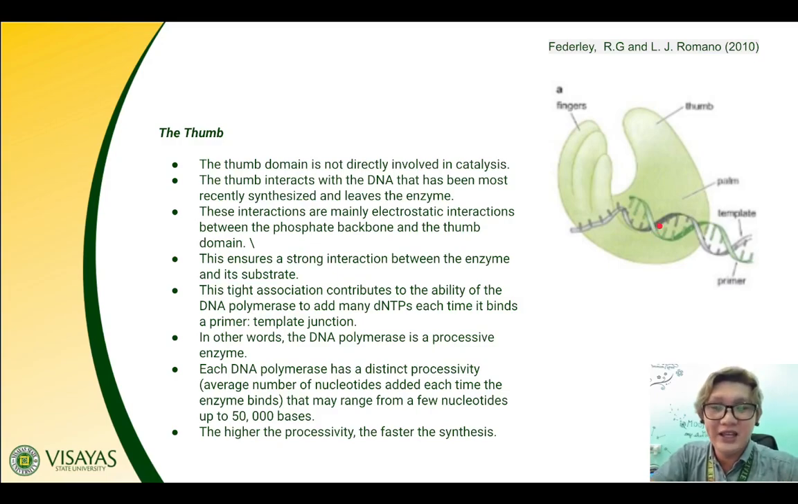By processivity, we are referring to the total number of dNTPs that you add in a particular time. So a highly processive DNA polymerase, of course, can add more nucleotides to a growing DNA strand. Okay, so the higher the processivity, the faster the synthesis. Most of these highly processive DNA polymerases are the replicative polymerases because they are the ones directly involved in DNA replication. Those that are involved in DNA repair are not that processive.